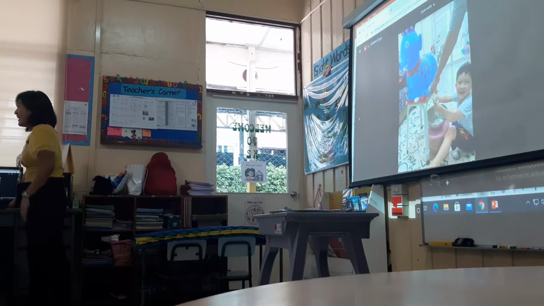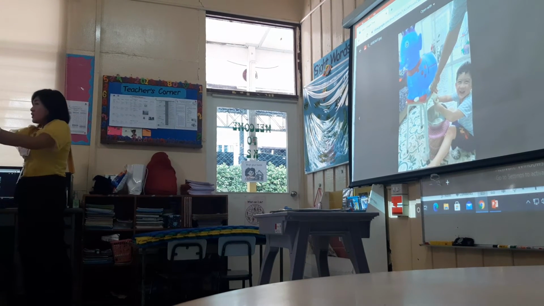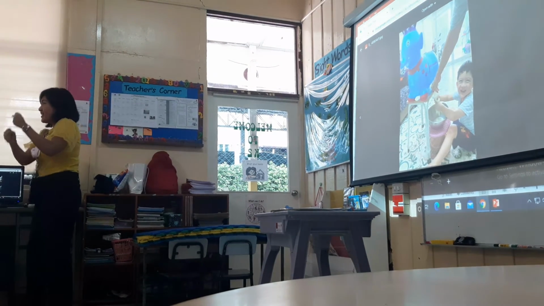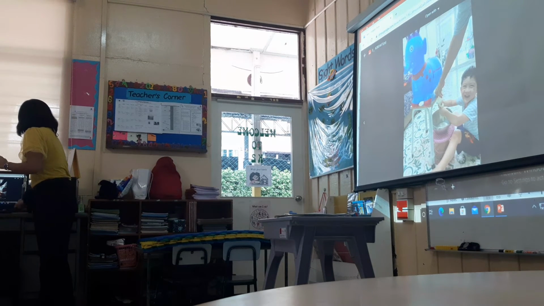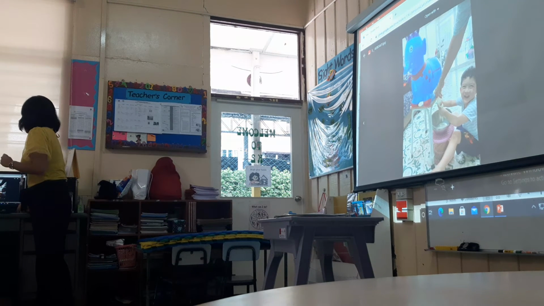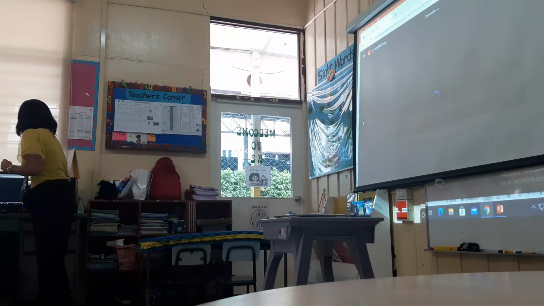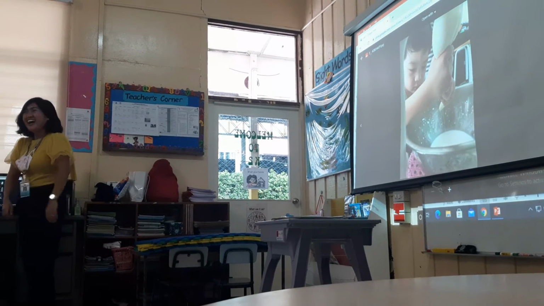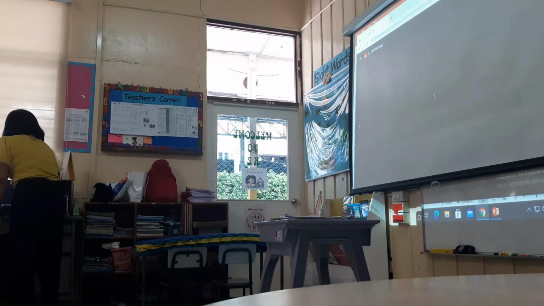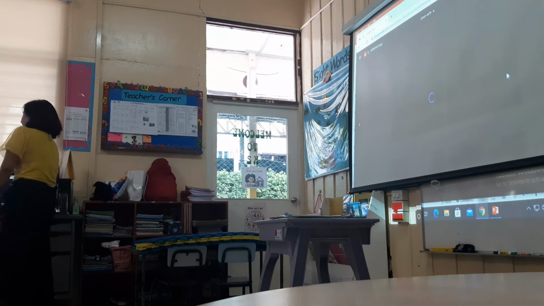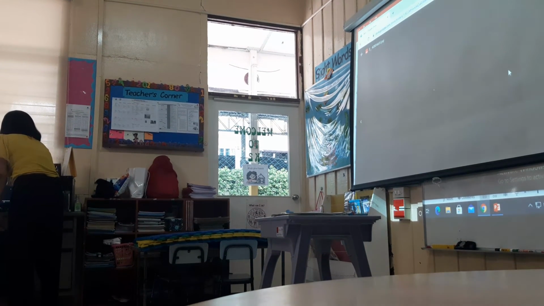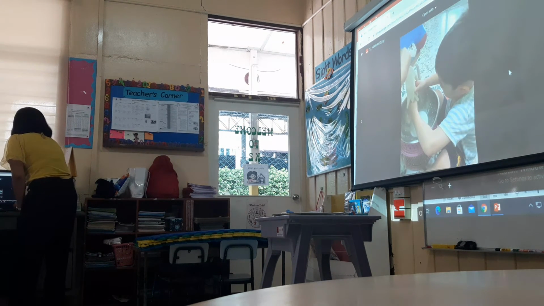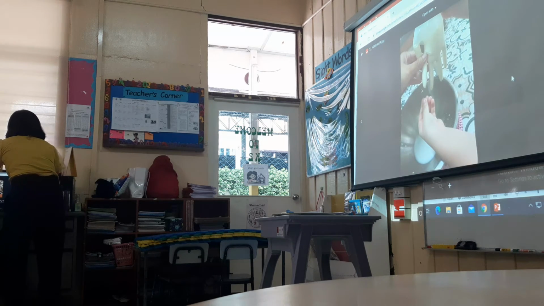You can make an elephant as well. With that, they can also exercise their fine motor muscles because they're pressing the gloves. And then you can ask them, oh, how much milk did you get from your cow? I only got a little, teacher. Concentration shows hard work. That's one of the activities we can do.